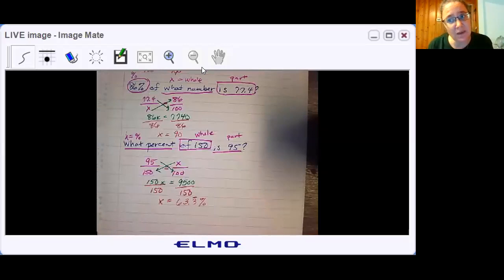This is a skill. You don't think you need it, but guess what, guys? When you go to the store and something's on sale, you'll really want to know how to do this.